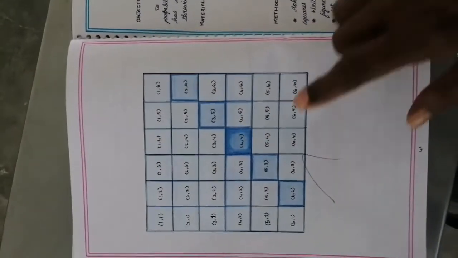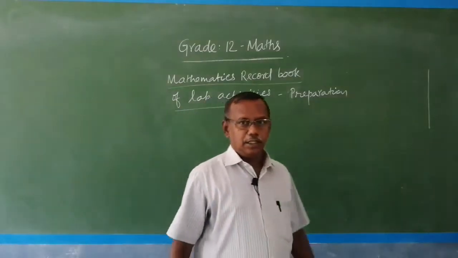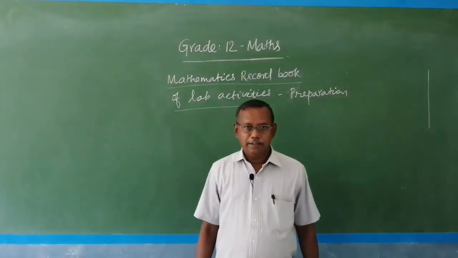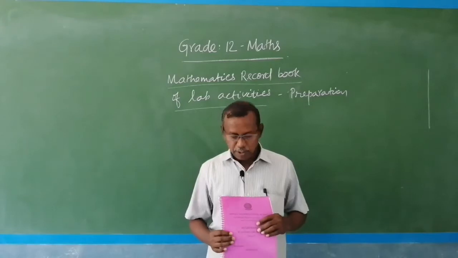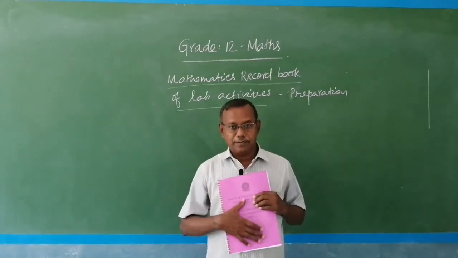The next activity is from probability. It is a conditional probability for which we have some values. Based on this we have created this record, this activity we have done. Dear students, we have explained to you the preparation of the record and the content of the record.